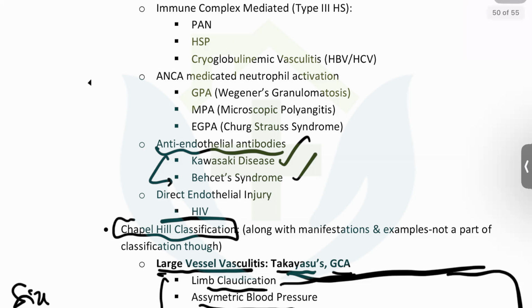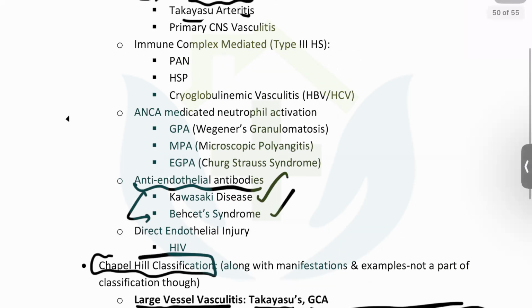HLA-B51 involvement. HLA-B51, yeah, you need to remember that for Behçet's disease. Anything else that might have been missed?